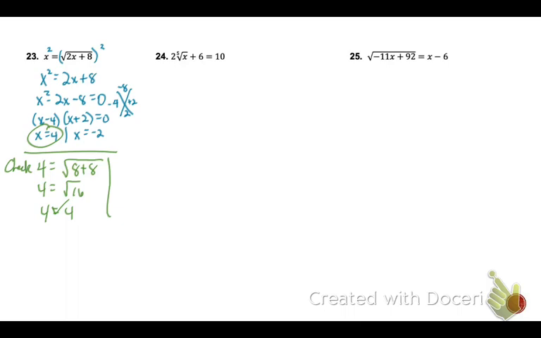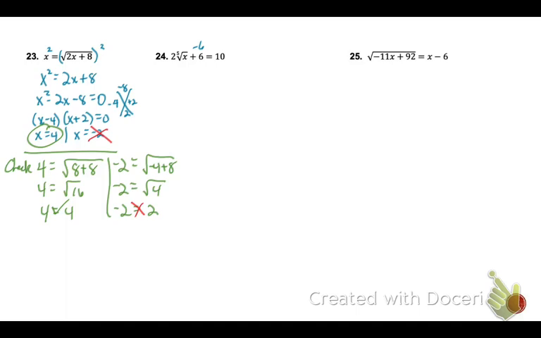Now let's try negative 2. So plugging it into our original, we get negative 2 equals the square root of negative 4 plus 8, or the square root of 4, which is positive 2. So negative does not equal a positive, so that means that solution does not work. So I need to cross it off.